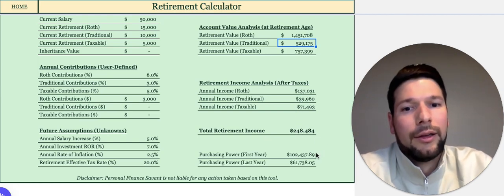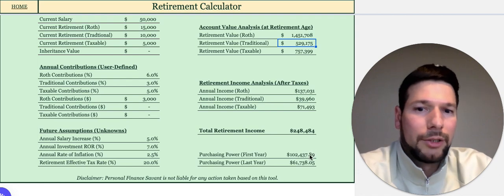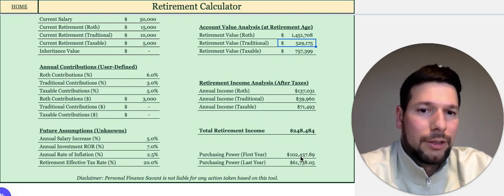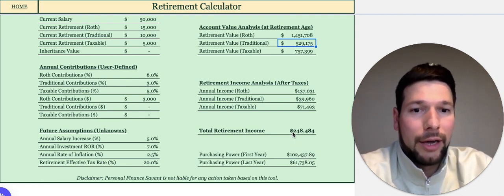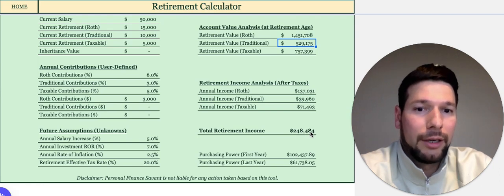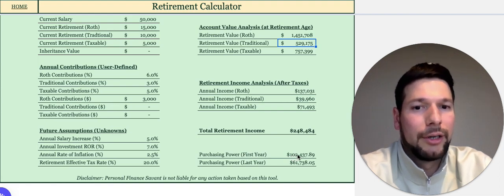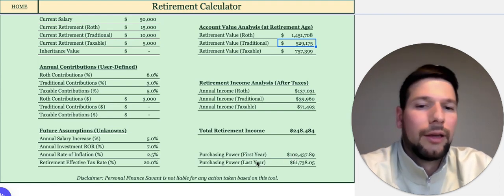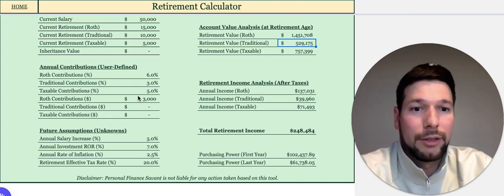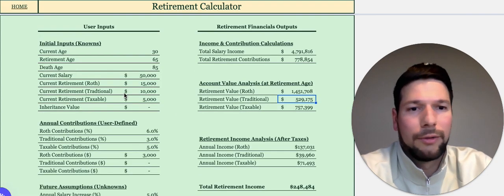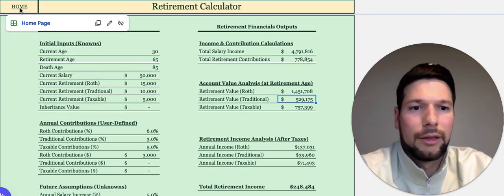But you got to keep in mind your purchasing power as well. So this is factoring in inflation. So you have $250,000 per year of income, but factor in inflation, your first year of retirement is actually going to be more like $102,000 per year in today's dollars. And then your last year of retirement is going to be more like $60,000. So something important to plan for. Don't look at the raw dollar value. Look at the purchasing power. That's what is going to ultimately matter.